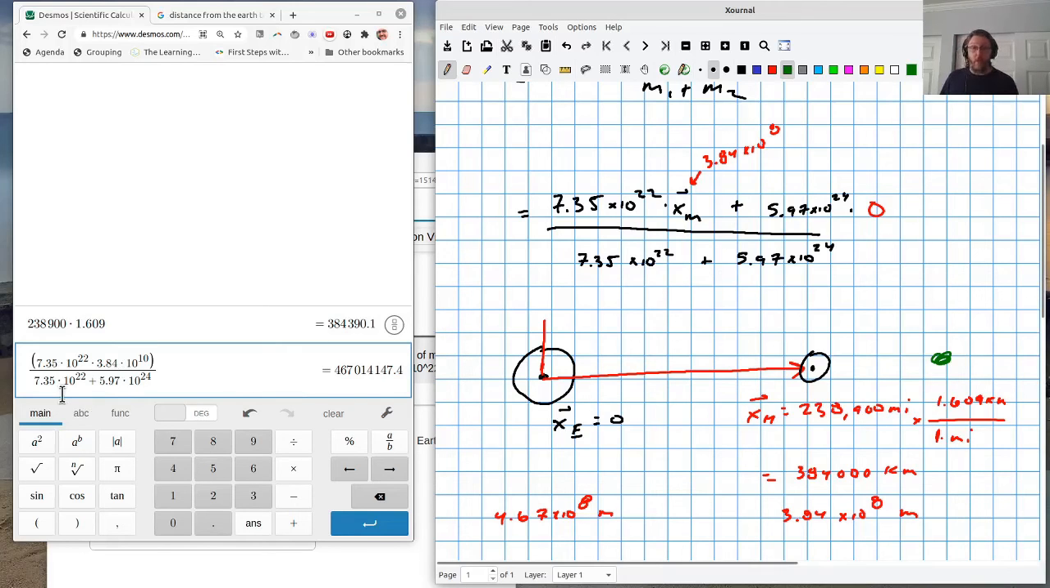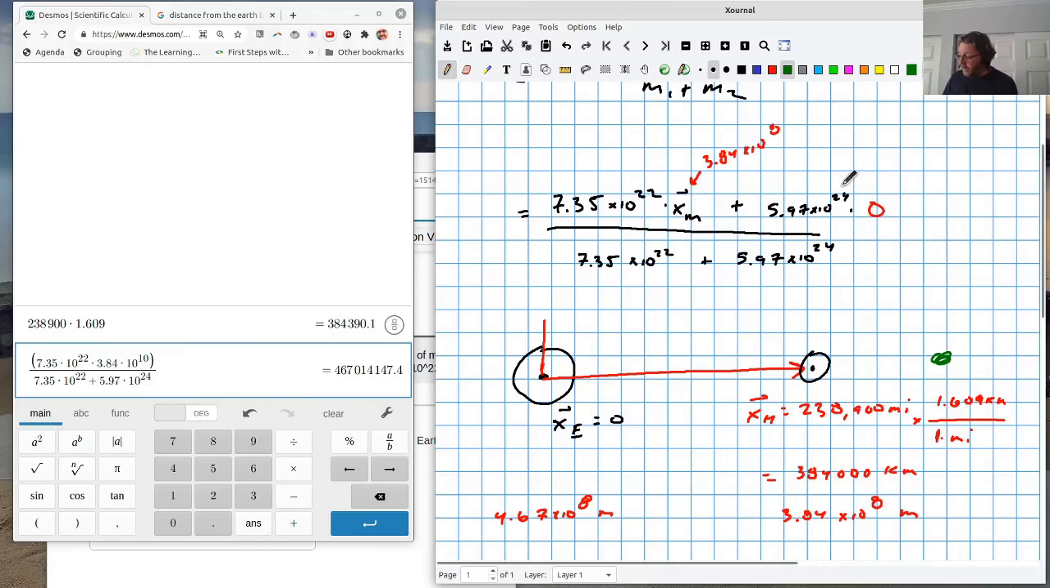So first thing I should do is work backwards from the most recent thing I did to see if there's any issues with it, and then I can work all the way back to the top where I can figure out, oh, maybe I had some fundamentally wrong misconceptions. Okay, so 7.35 times 10 to the 22 is the mass of the moon. That was given to us in the problem. 5.97 times 10 to the 24 is the mass of the Earth. I looked that up. Okay, that's fine.